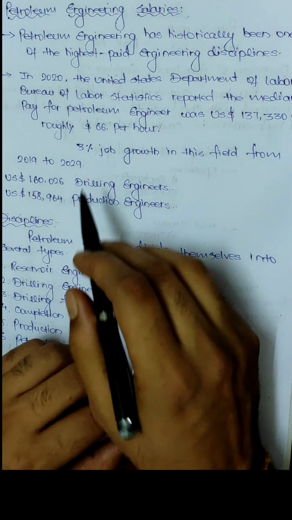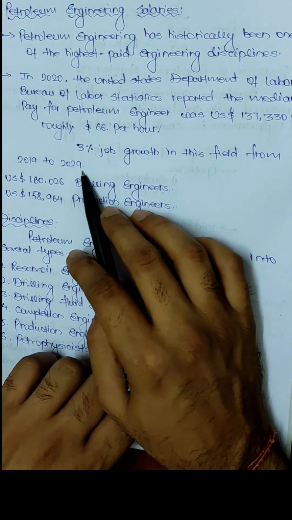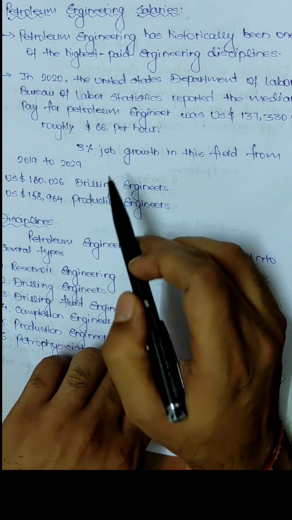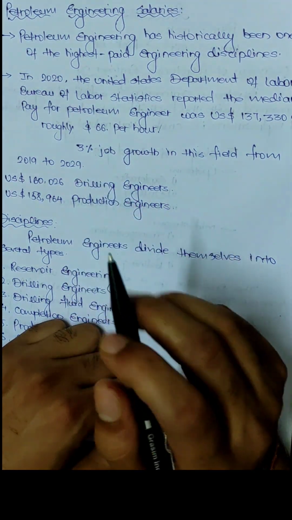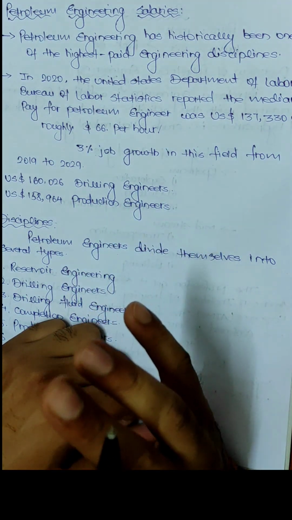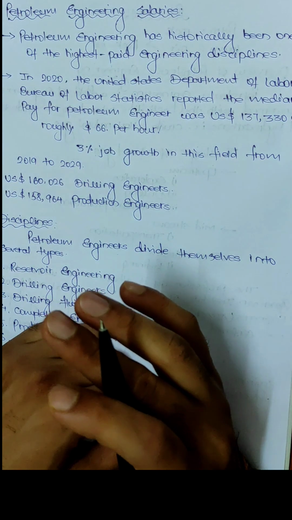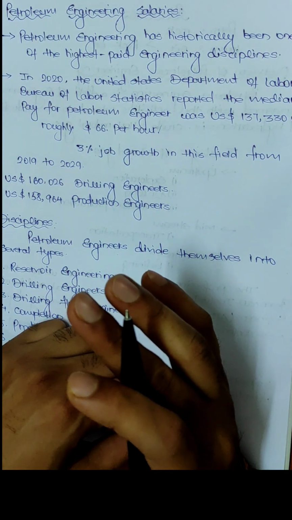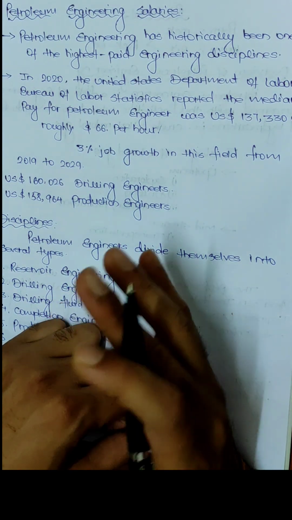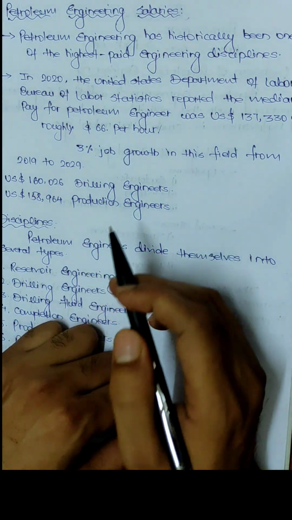They also said there is 3% job growth in this field from 2019 to 2029. Although the petroleum field is versatile, when the industry gets less pay for the crude oil, they cut the jobs down.